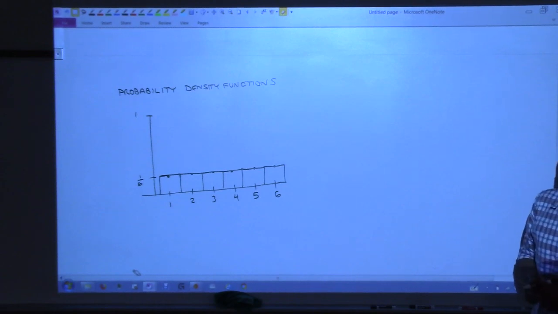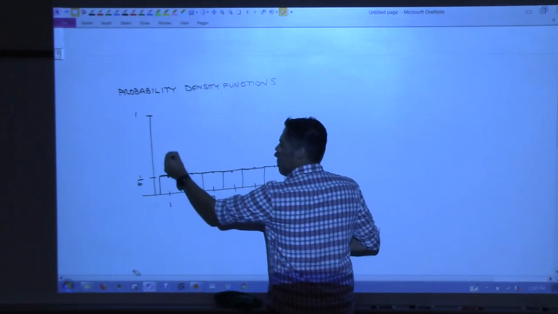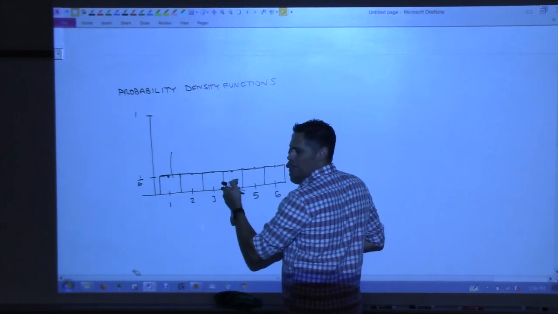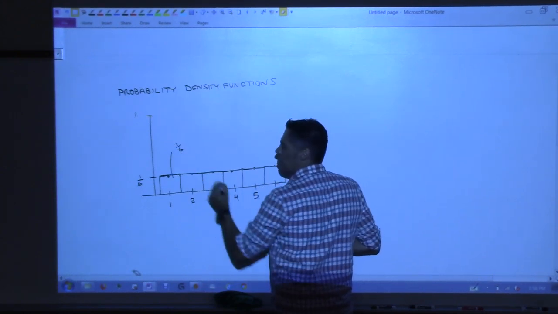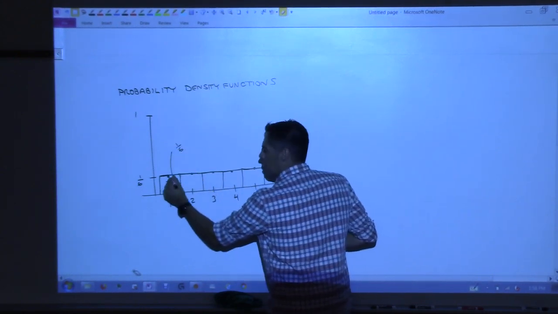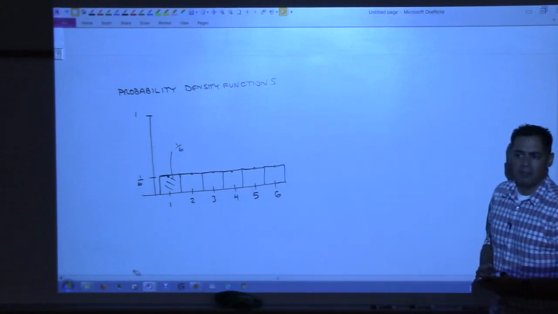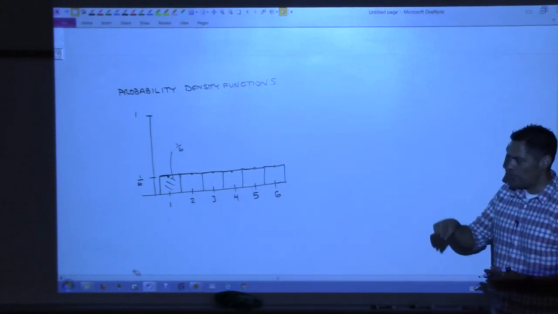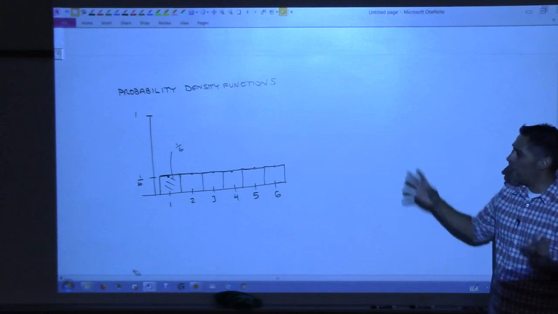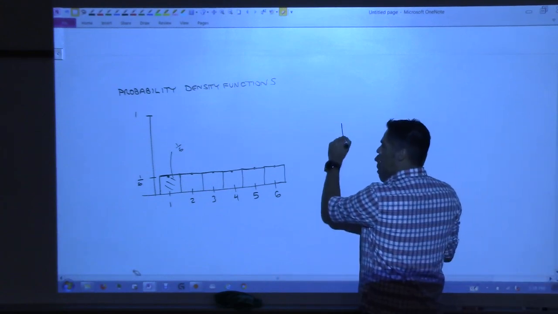How tall is each rectangle? 1/6. What's the area of each rectangle? 1 times 1/6, right? So it's 1/6. That's the area of that rectangle. What's the area of all of them together? 1/6 plus 1/6, 6 of them, right? So the total area of the whole thing is 1, right?